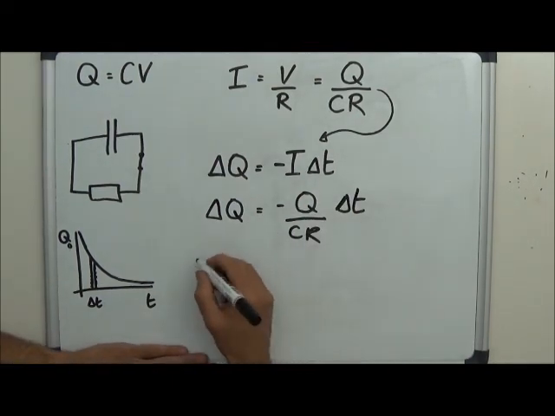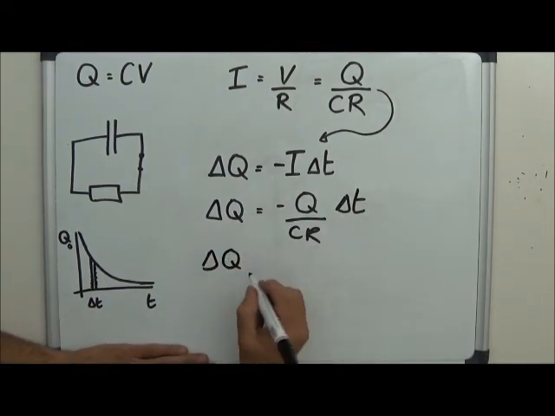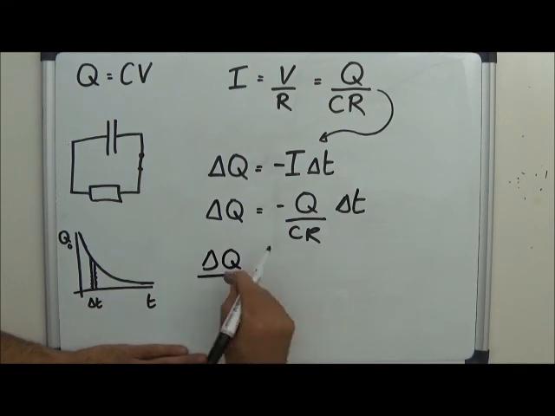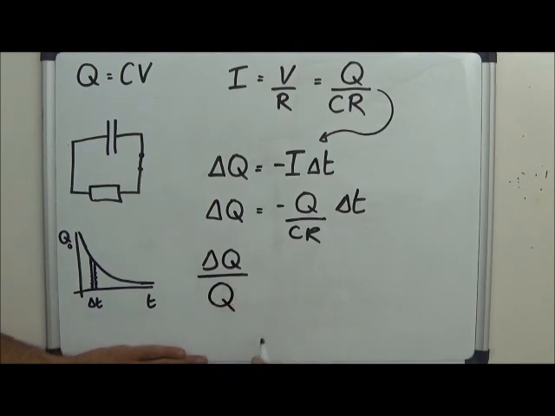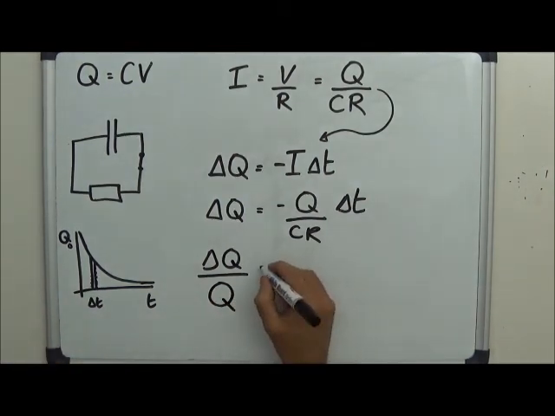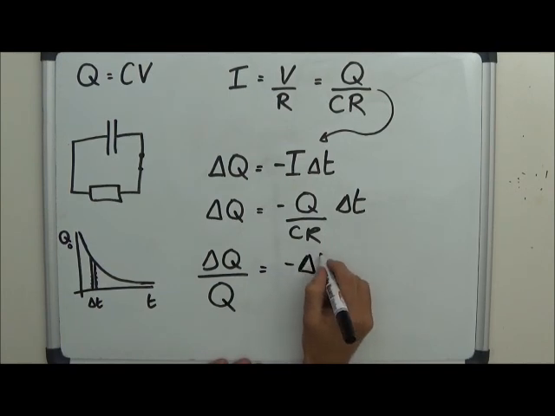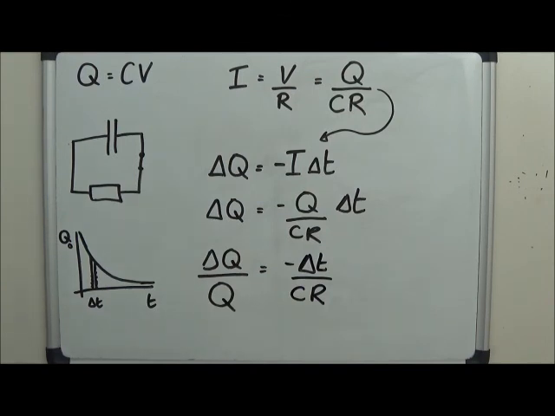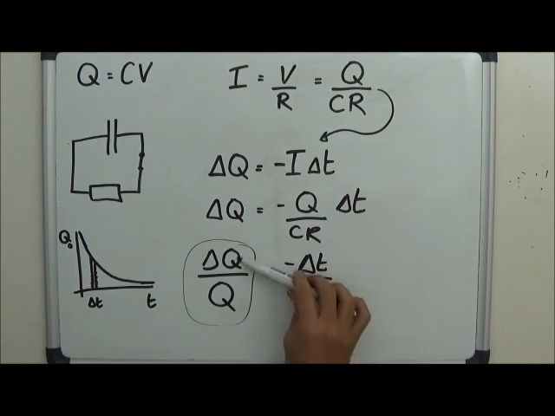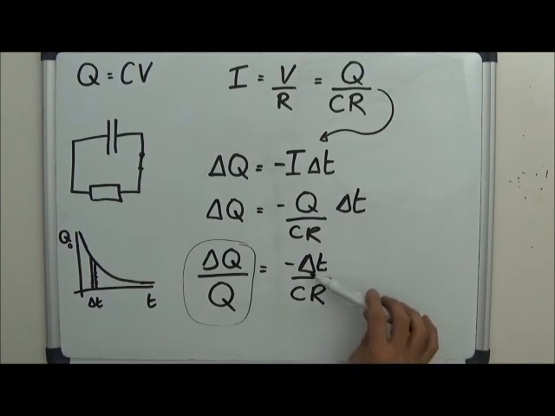Now if we divide by Q, what we have over here is a ratio of the amount of charge that's left the plates, divided by the amount of charge that's on the plates, equal to minus delta t over CR. What this tells us is that it doesn't matter how much charge is on the plates, the ratio of the charge that leaves the plates to the amount of charge on the plates is going to be the same for any given amount of time.